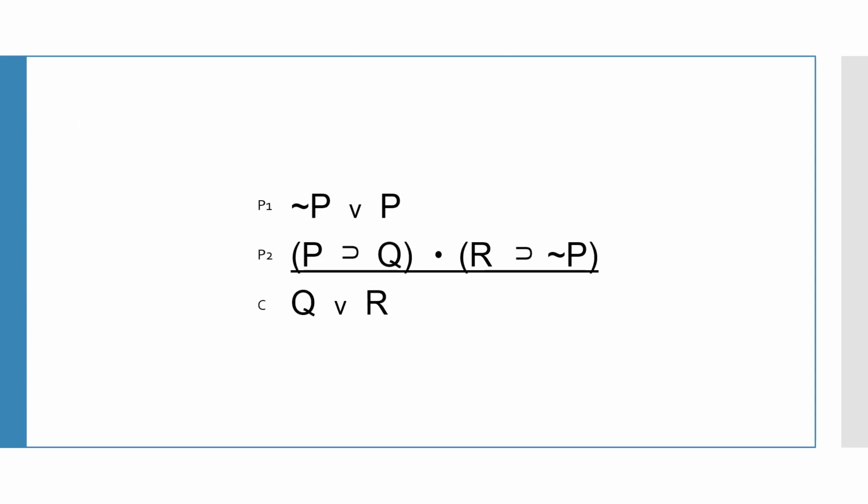So take this example. It says, it is not P or it is P. So we get an exclusive disjunction in this case on the top. And then it says if P is true, then Q, and if R is true, then not P. And our conclusion then is Q or R.